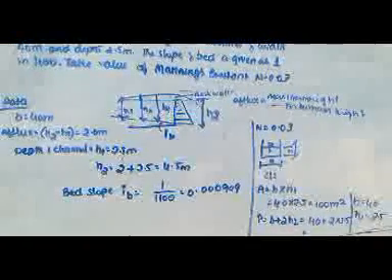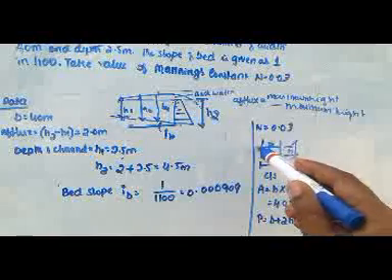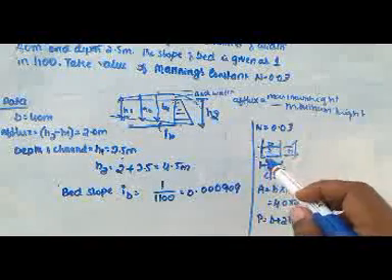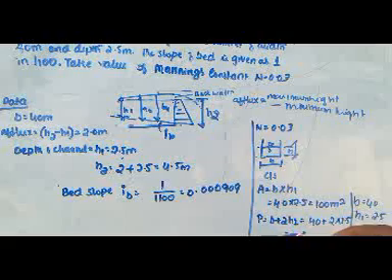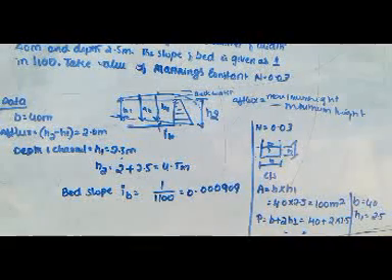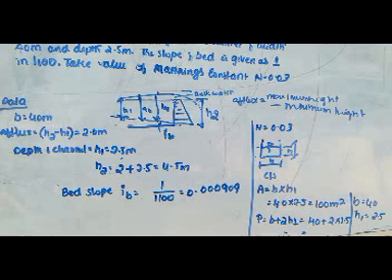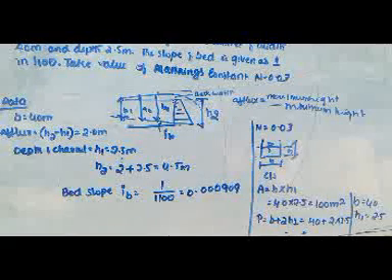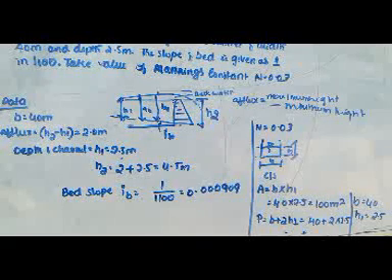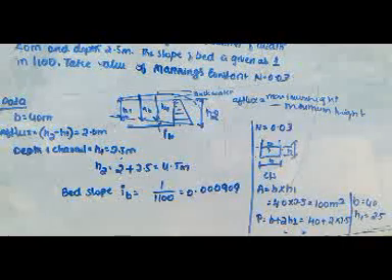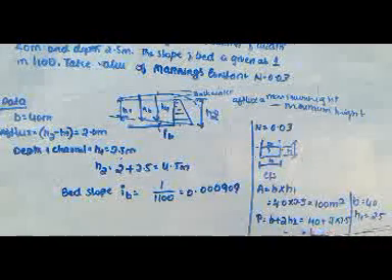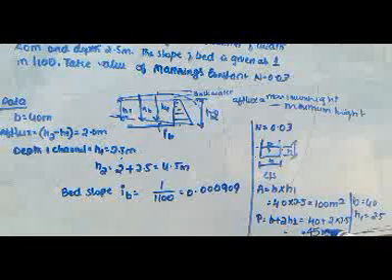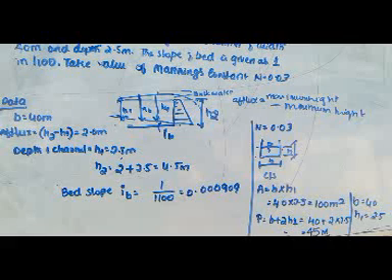P is the wetted perimeter, so B plus 2h1 is the wetted perimeter P value. We can find that because we have the values. What is the wetted perimeter value? P is equal to 40 plus 2 into 2.5, so the value is 45 meter. The wetted perimeter is 45 meter.